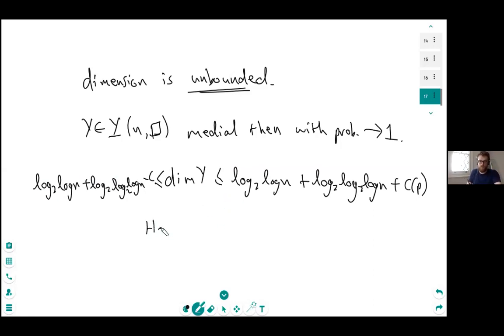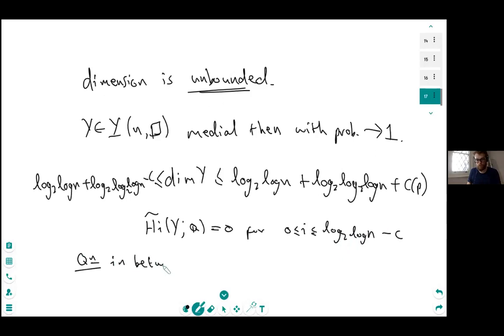We also had that the reduced homology with rational coefficients is zero for i less than or equal to log two, log two, log n minus c. So if we're below the double log, then we have no homology. But then what happens in between? Double and triple log. So we have this small but diverging range where we could potentially have non-trivial homology.